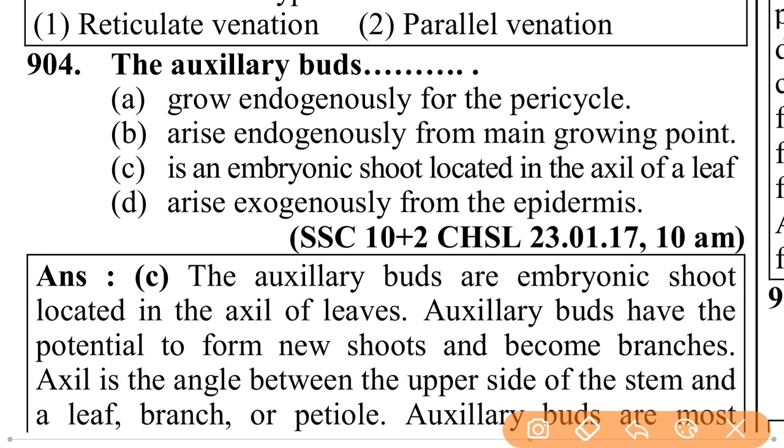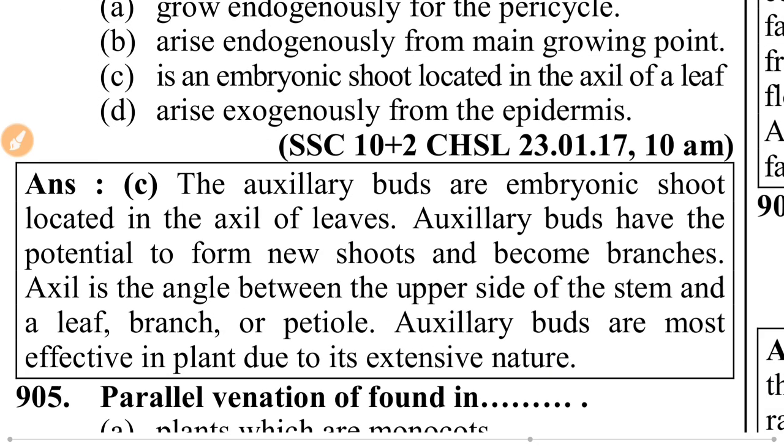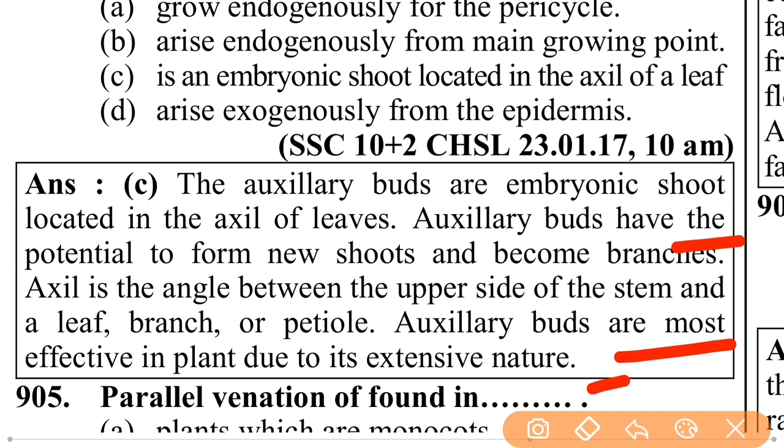The axillary bud is an embryonic shoot located in the axil of a leaf. Axillary buds have the potential to form new shoots and become branches. Axil is the angle between the upper side of the stem and a leaf, branch or petiole. Axillary buds are most effective in plants due to their extensive nature.